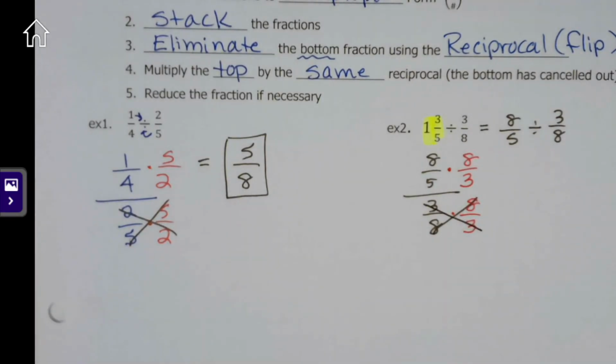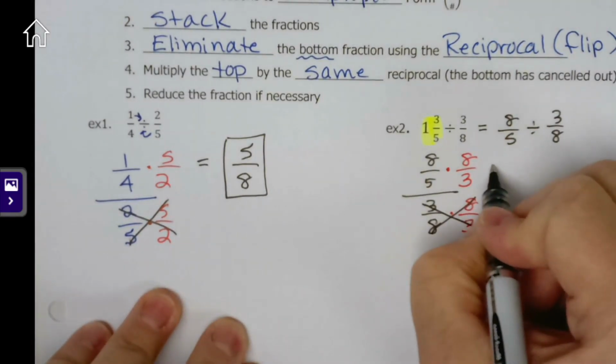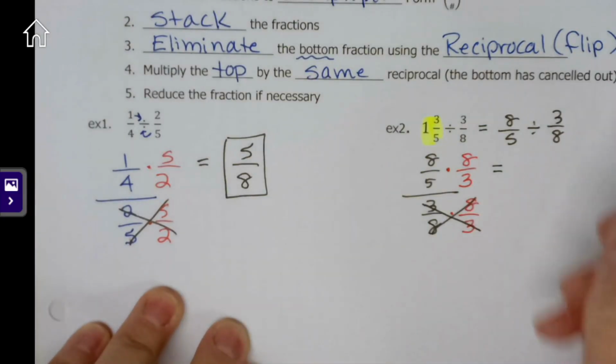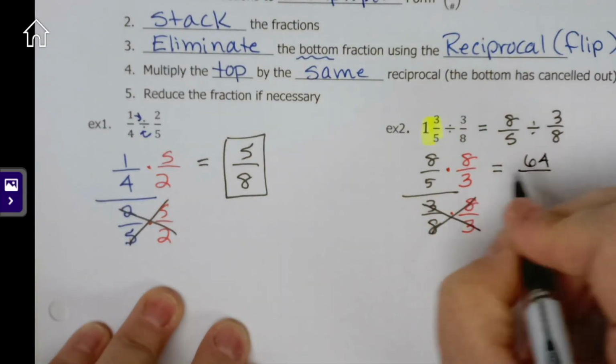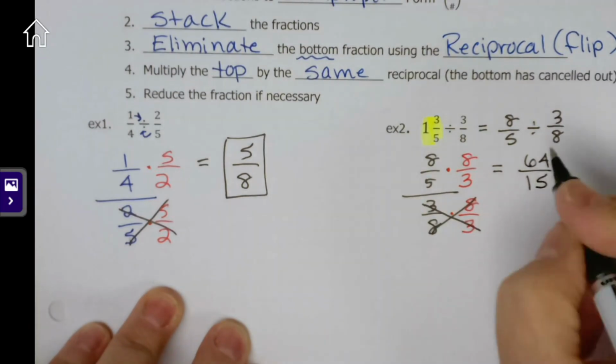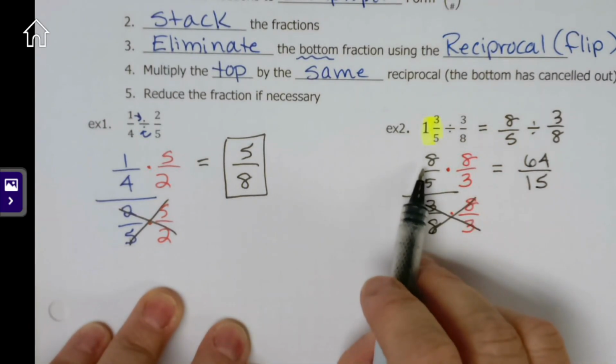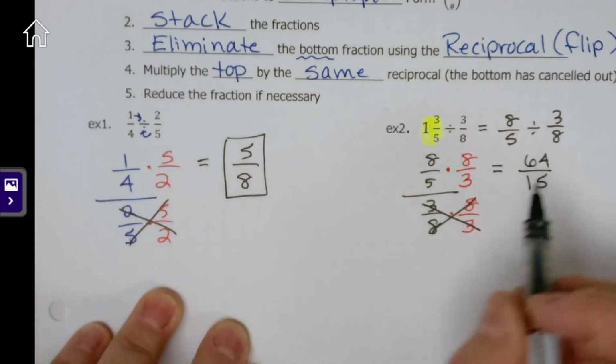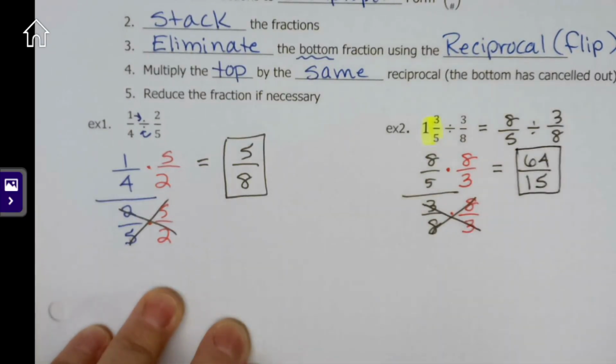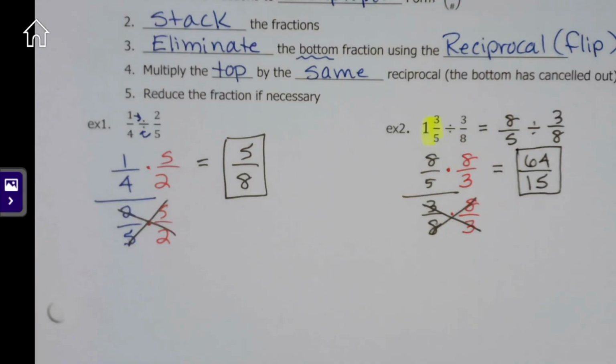The bottom divides out, and just multiply the top straight across. 8 times 8 is 64. 5 times 3 is 15. And you can tell they don't have anything in common because 8 is 2 times 2 times 2, and there's no 2's. So you're done. Any questions about this process?